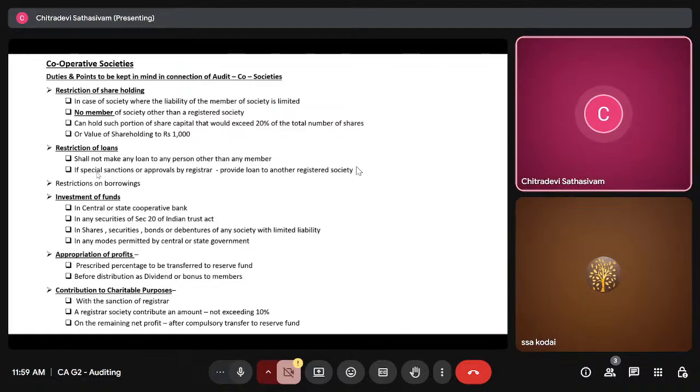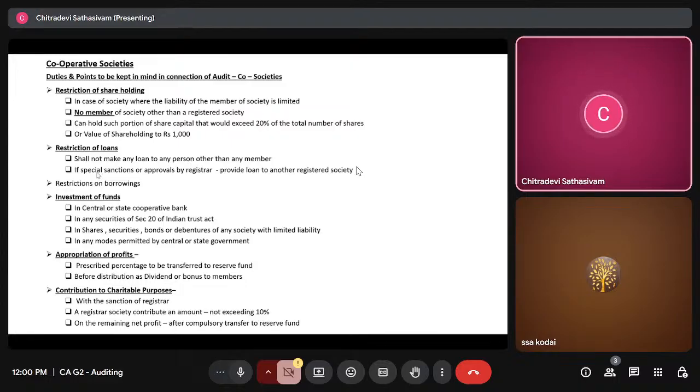So especially this area, go to the institute material. You will have a clear visibility of this thing actually. Okay. Then restriction of borrowings. Either you cannot give loan or you cannot borrow also. And again, investment of funds. Yes, even the society can make investments, but not like other places. They do have some specific modes. In those modes only they can do the investments.